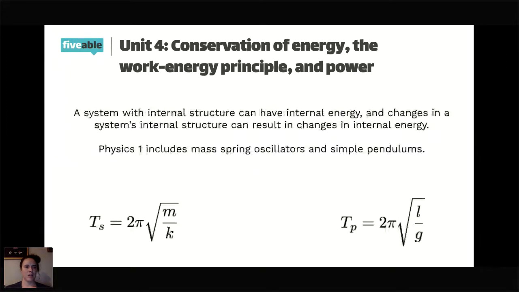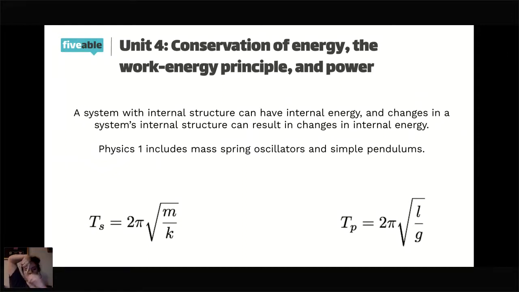Okay. And a system with internal structure can have internal energy, and changes in a system's internal structure can result in changes in internal energy. So this is talking about our mass spring oscillators and our simple pendulums. So if we have a mass on the end of a spring and you pull it and it goes ding, ding, ding, the period that it oscillates is 2 pi square root of m over k, where k is the spring constant.